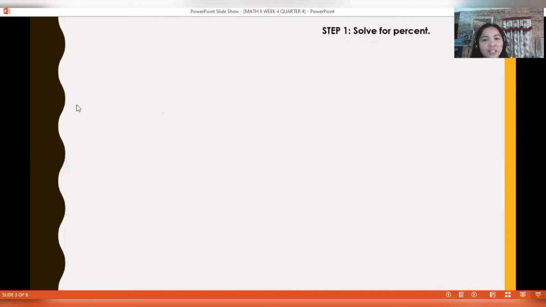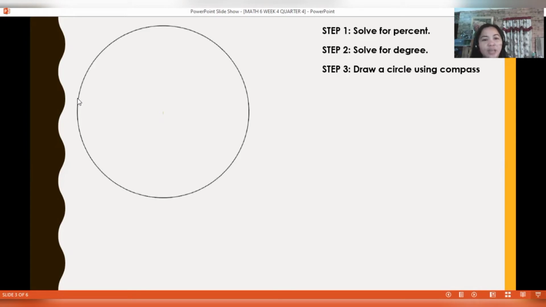Ito yung step natin kanina, solve for percent. Step 2 is solve for degree. Step 3 is to draw a circle using a compass. So draw tayo ng circle. Ayan, kung mapapansin nyo, meron siyang center. Hindi nyo dapat hulaan kung nasaan ang center. Kapag gumamit kayo ng compass, make sure na pag ginamit nyo, hindi nababago yung position, kasi yung center niya, fixed dapat. Hindi pwedeng dalawa yung tuldok, isa lang yung center. Now, draw a circle using a compass.